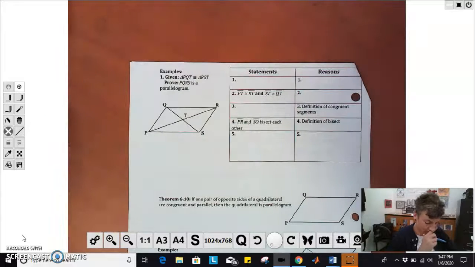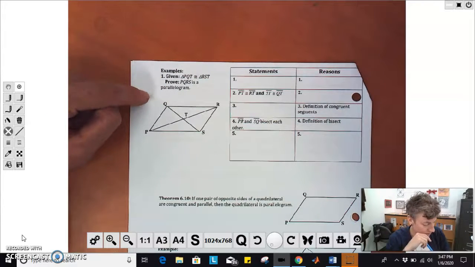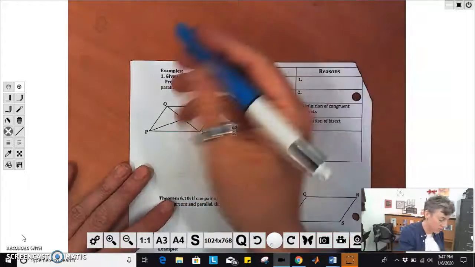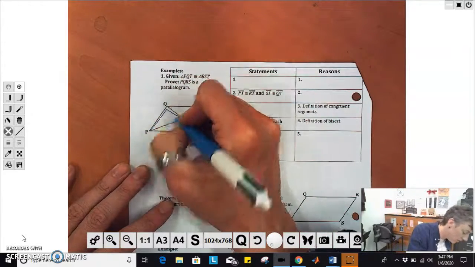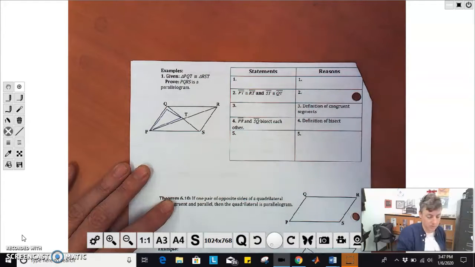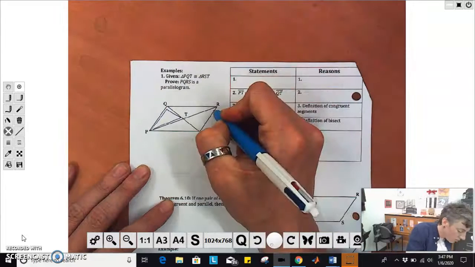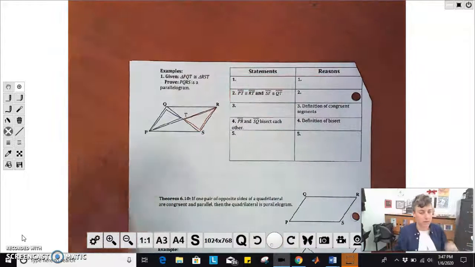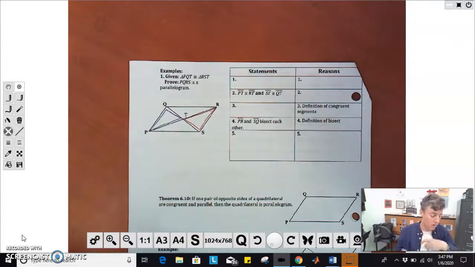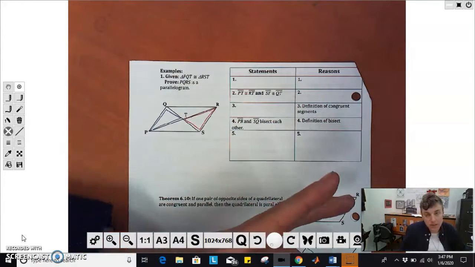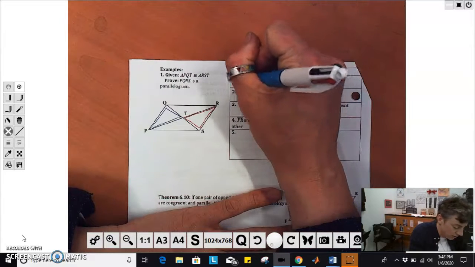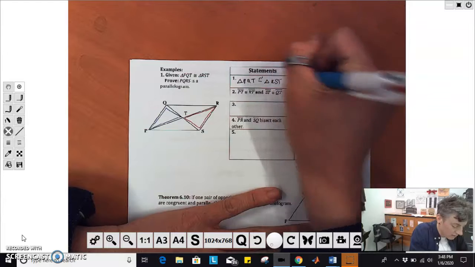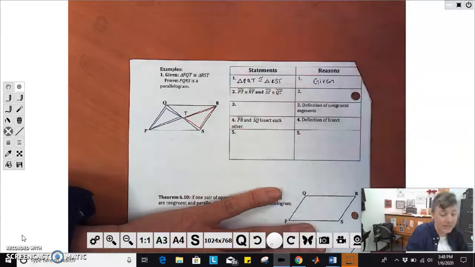All right, let's look at this example number 1. Given that triangle PQT, I'm going to use my pen that's got different colors here. Triangle PQT is congruent to RST. We're going to try to show that this is a parallelogram. Well, first things first, let's put down what we were given. You got to start somewhere. Triangle PQT is congruent to triangle RST. That is given.